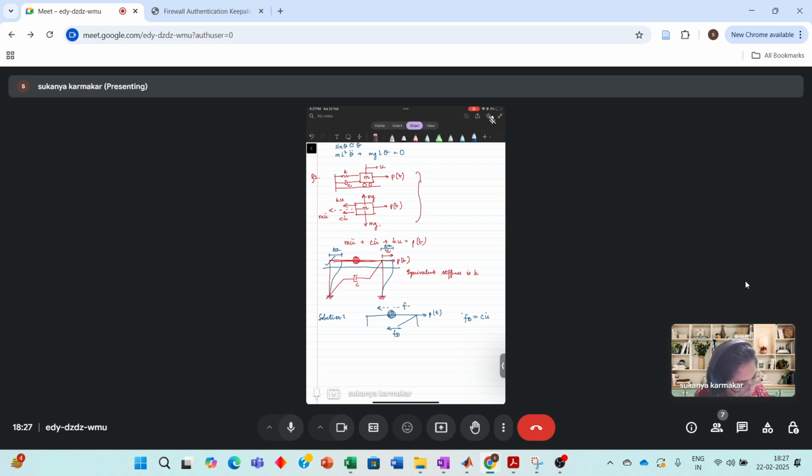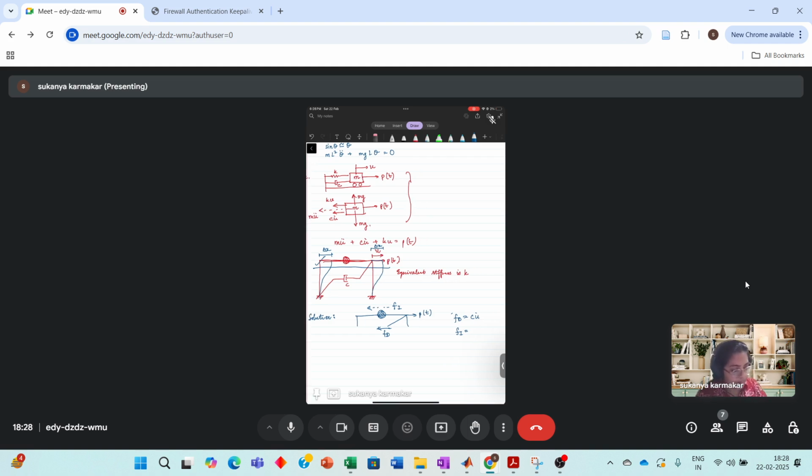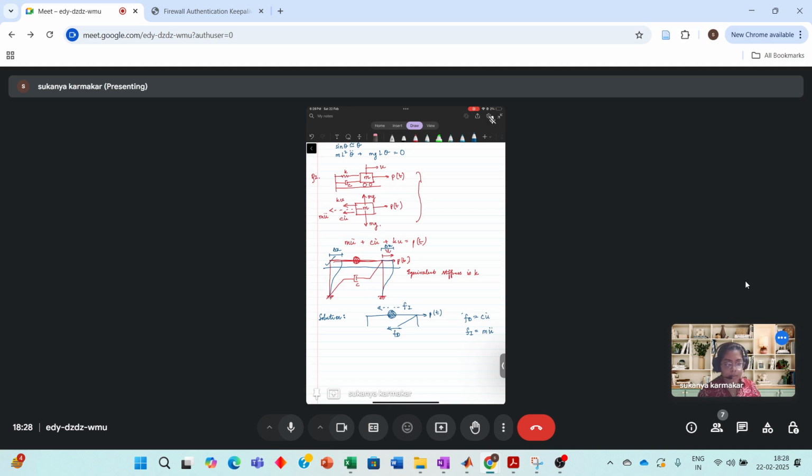You will have Fi. Okay, this is one force. And what will its value be? Mass into U double dot. Yes, and there will be one more force from the columns because they will provide lateral stiffness, right? I am telling that the equivalent stiffness is K. So if we know the stiffness, the force is K into deformation. Let's call it Fs. Fs is K into U.